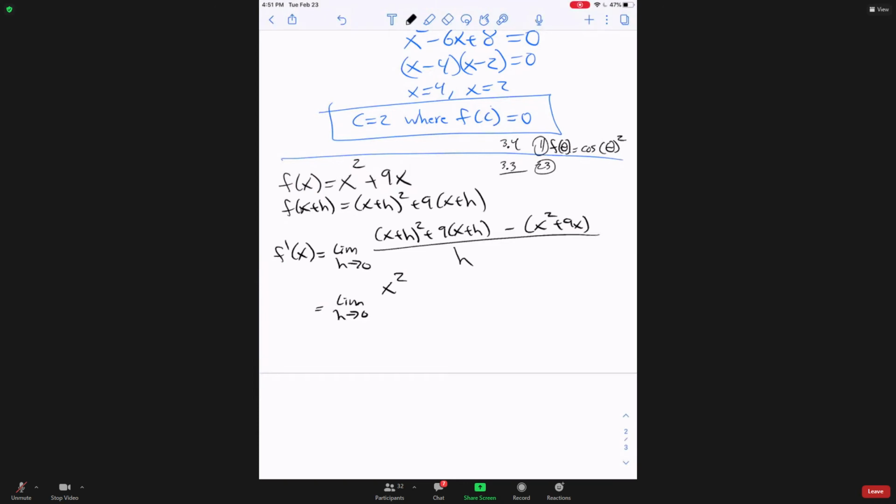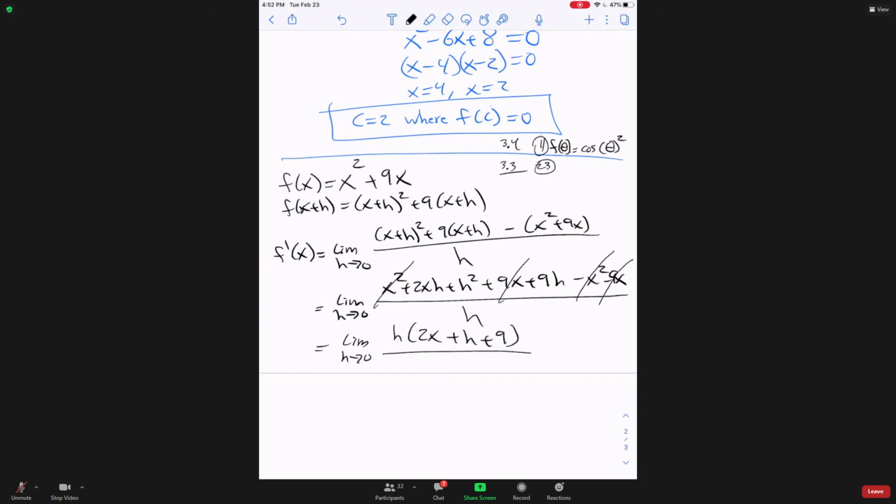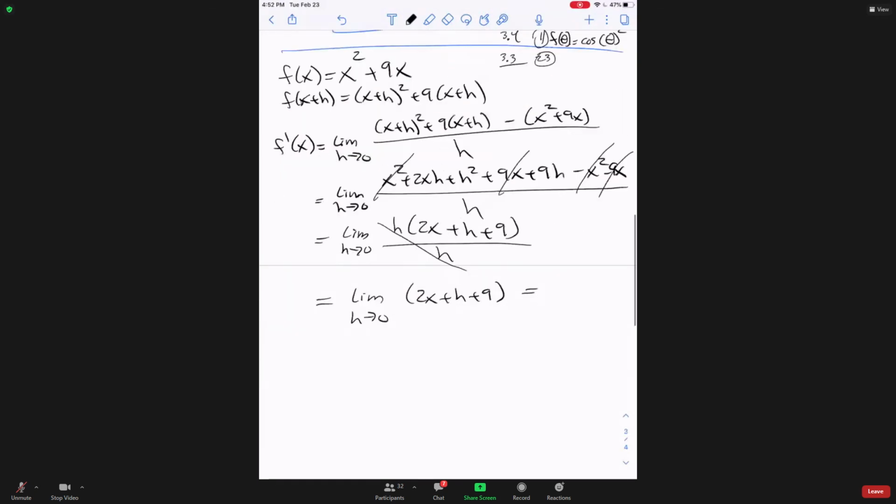So you expand that. Distribute the minus sign. So the x squareds cancel out. The 9x cancels out. So out of the 3 terms that are left, you can factor out an h: h times (2x plus h plus 9) over h. The h's cancel out, so we've got the limit as h goes to 0 of 2x plus h plus 9. Now plug in 0 for h, you get 2x plus 9.